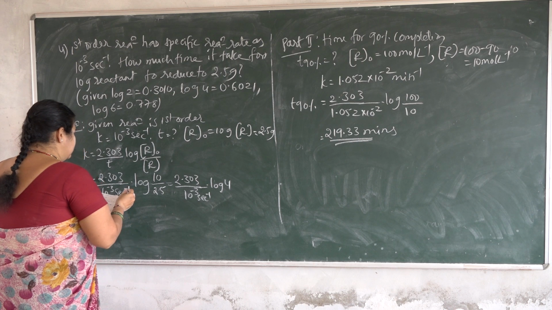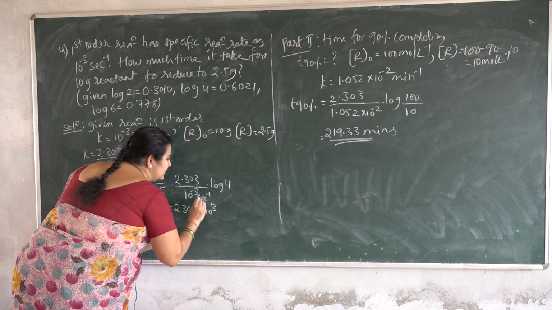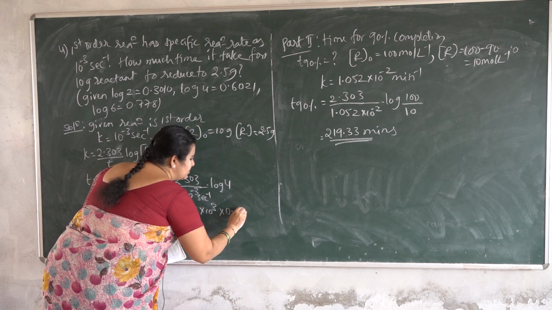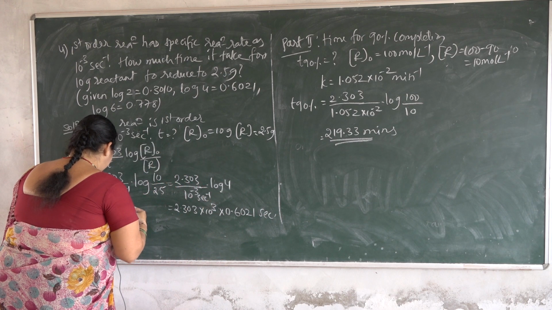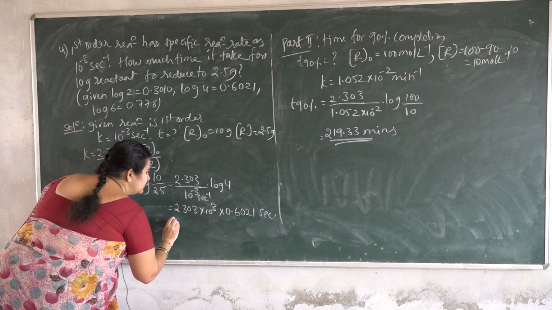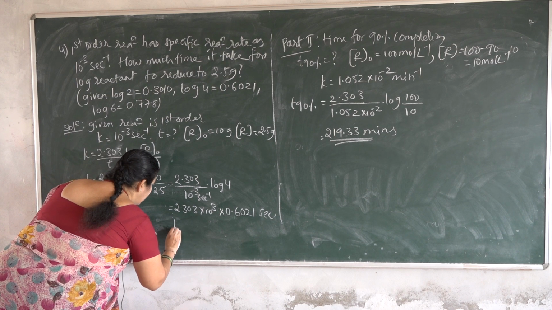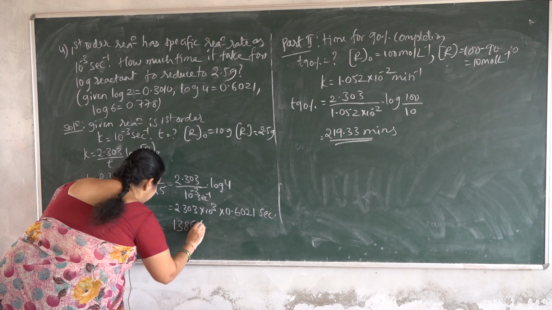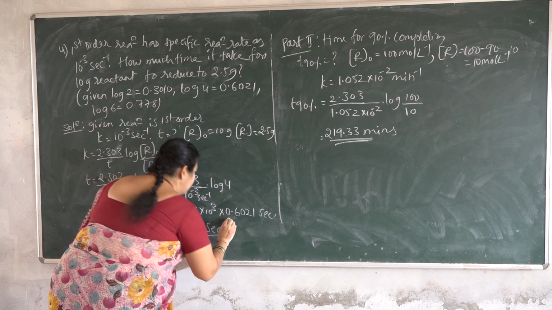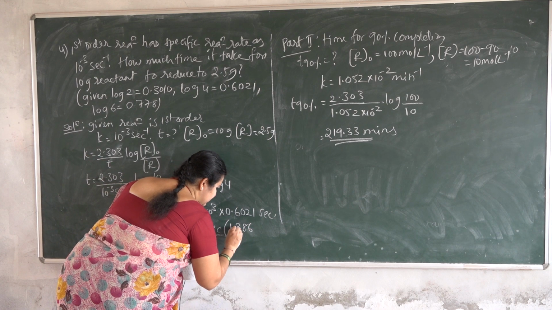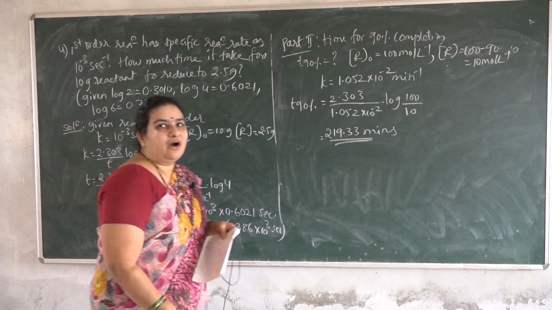So that is 2.303 into 10 raised to 3 into 0.6021 seconds, or it will be 1386.6 seconds, or 1.386 into 10 raised to 3 seconds. Which answer may be alright.